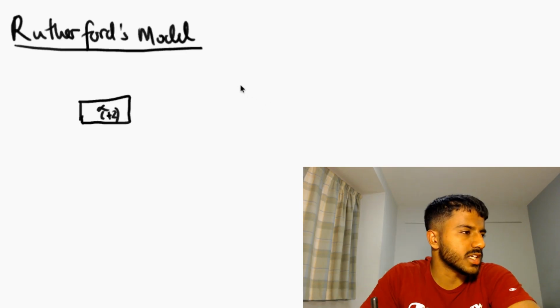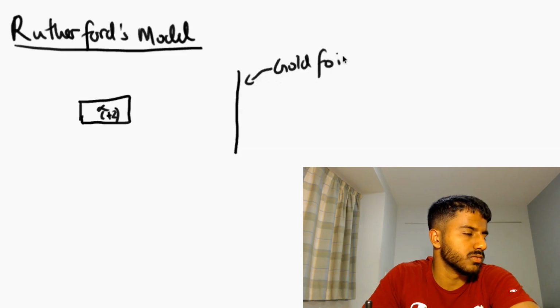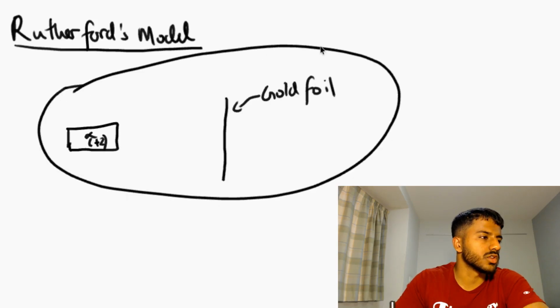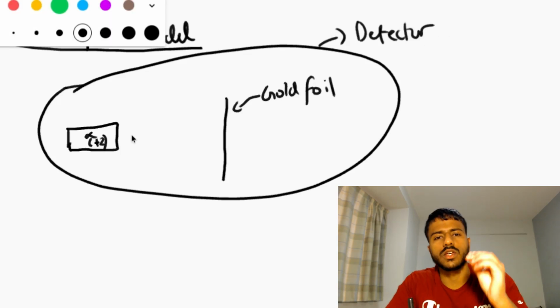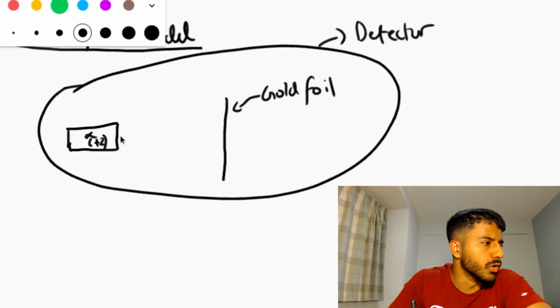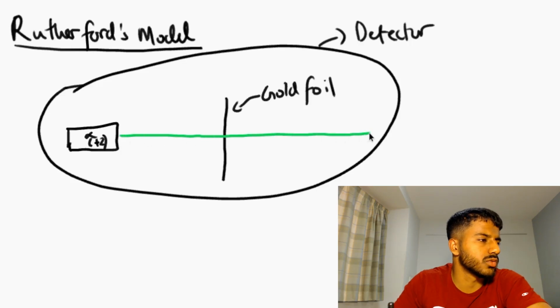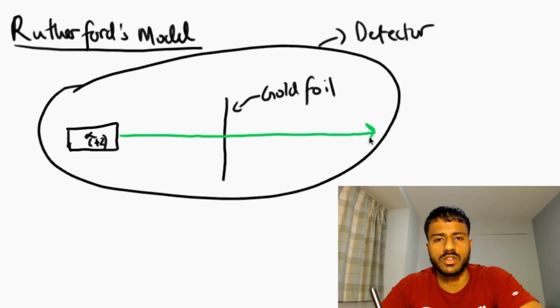And what he did was he set up a piece of gold foil. This here is your gold foil. Around this he set up a detector. So this here is the detector that he set up around his experiment. What he observed was most of the alpha particles actually went straight through the gold foil and were undeterred. That was his first observation.